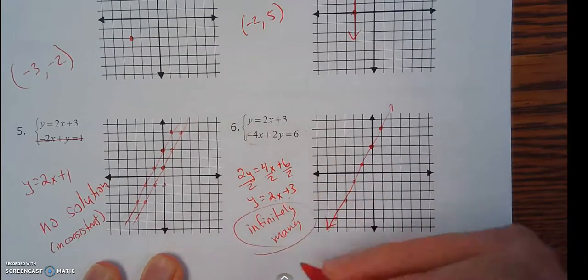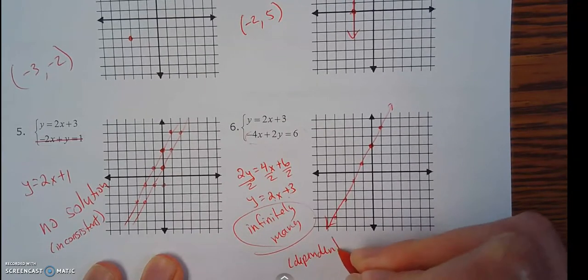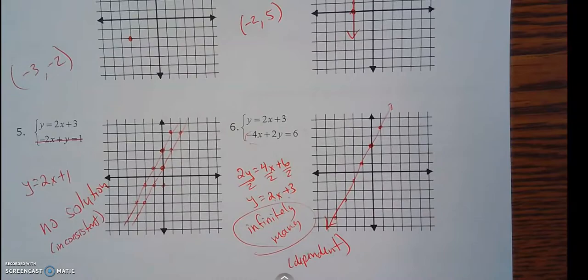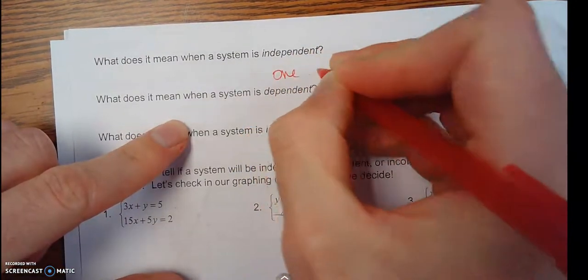Infinitely many solutions, we call that dependent. Okay, that's dependent. So let's flip this over now. We got our notes on the back we're going to do. Okay, so what does it mean for a system to be independent? Again, I think independent, out on your own, there's one solution.